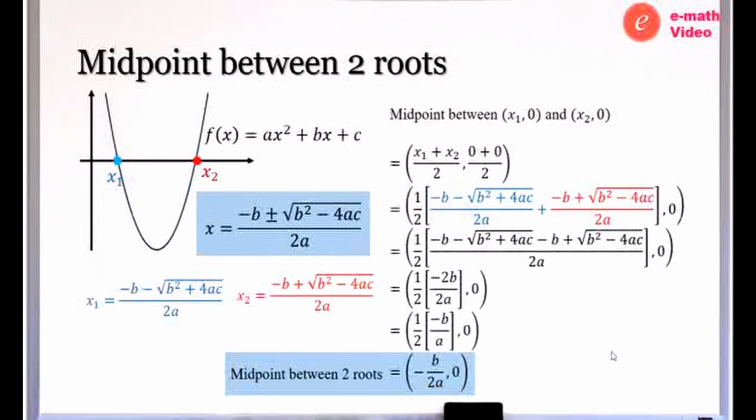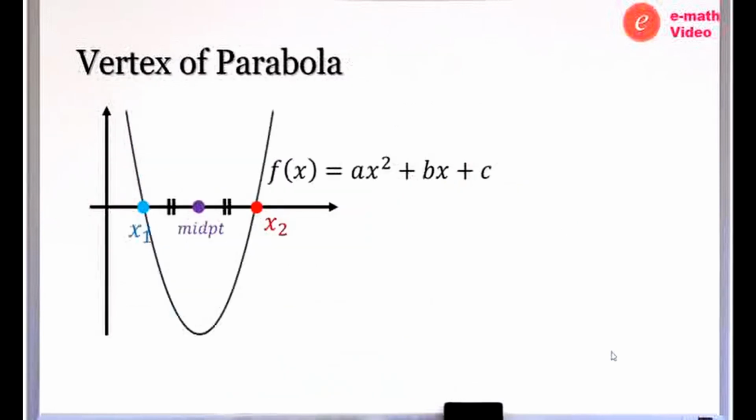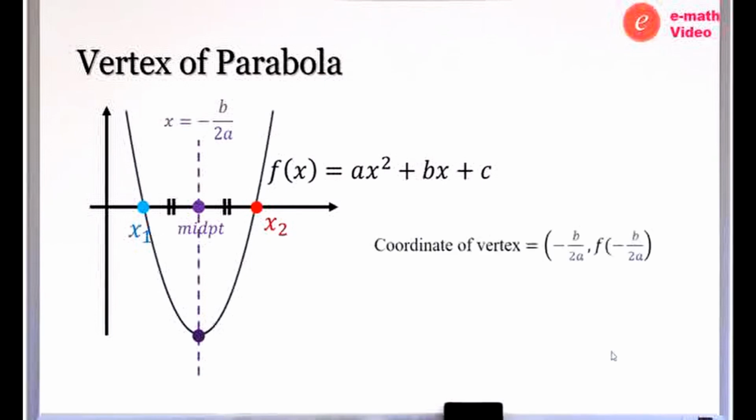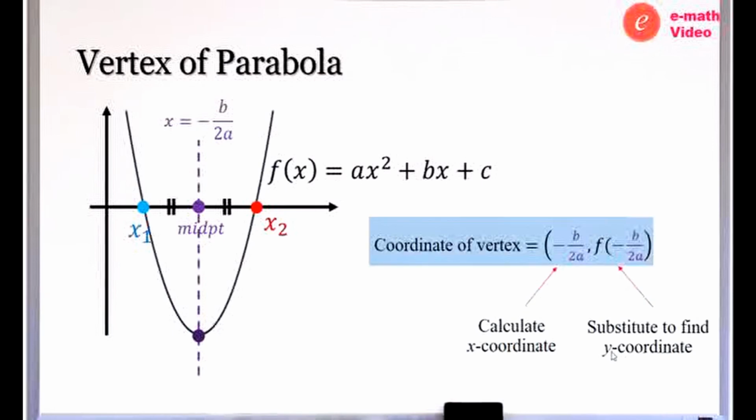With this concept, we can find the coordinate of the vertex easily, because the parabola is symmetrical about the vertex. The vertex and the midpoint will have the same x coordinate, which is negative b over 2a. To find the coordinate of the vertex, we calculate the x coordinate and substitute to find the y coordinate. You will get the coordinate of the vertex for sure.